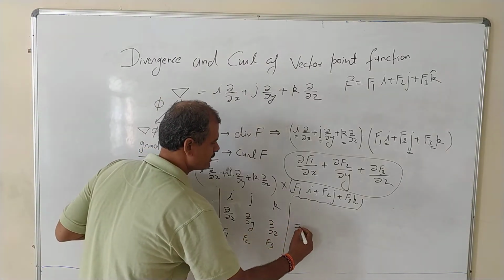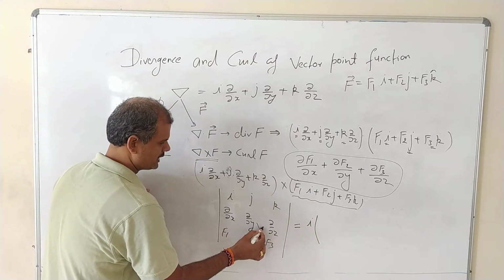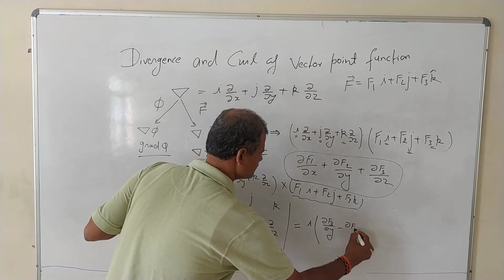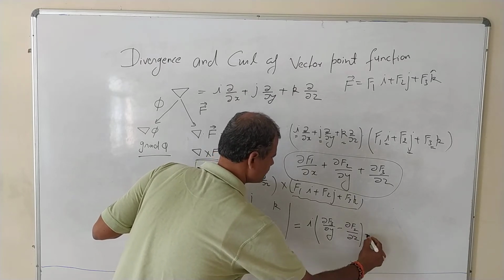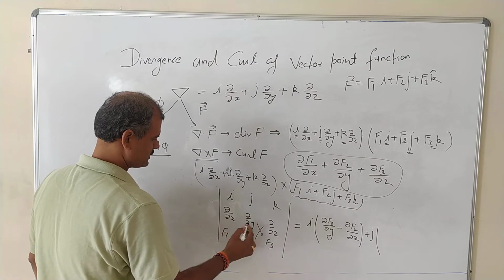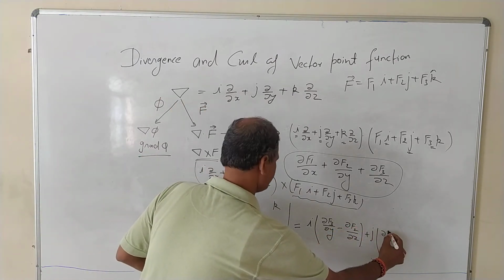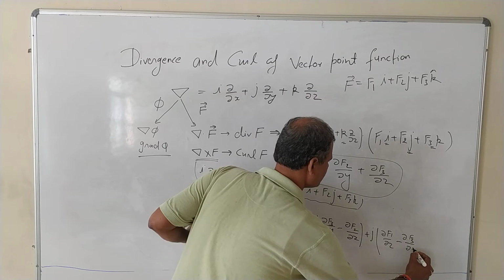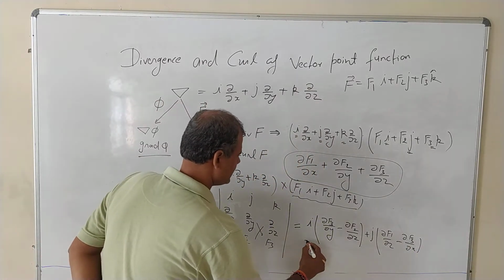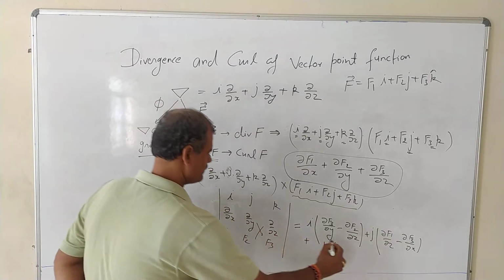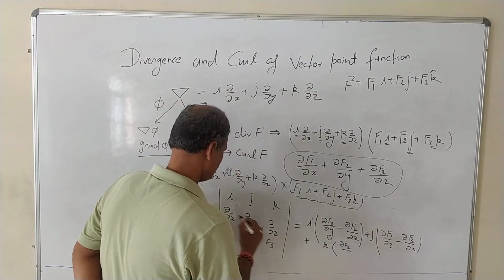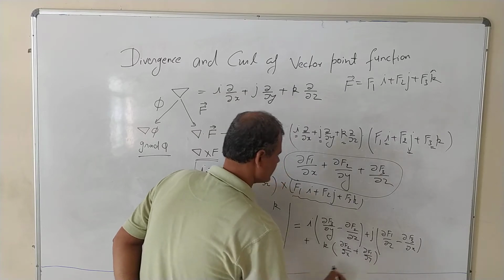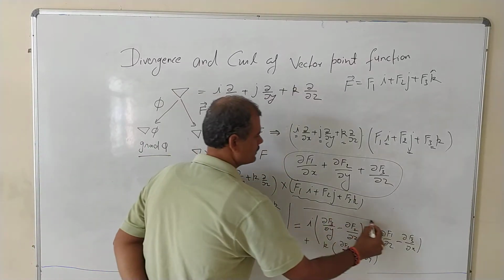Fine. So now let us see the determinant. So we will get i times del f3 by del y minus del f2 by del z, plus j into, I have given plus, del f1 by del z minus del f3 by del x, plus k times del f2 by del x minus del f1 by del y. So this is your curl of f.